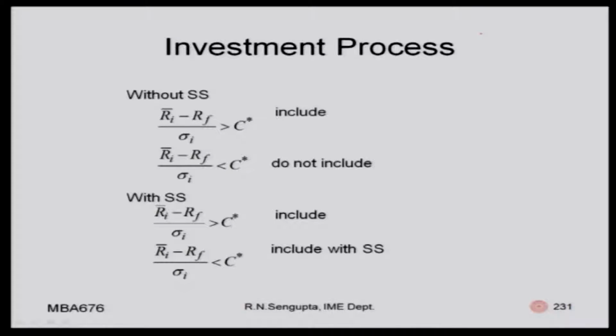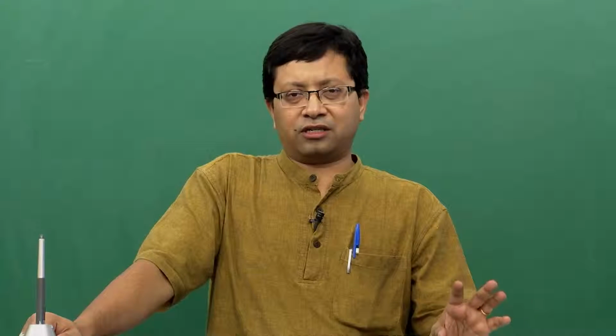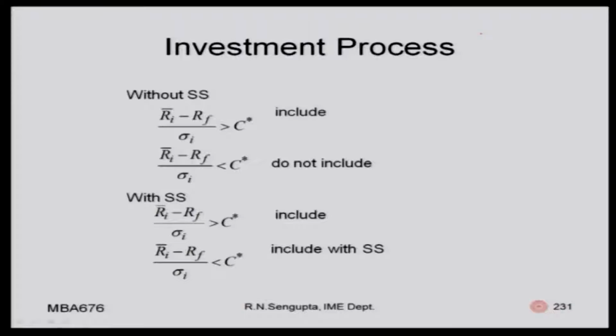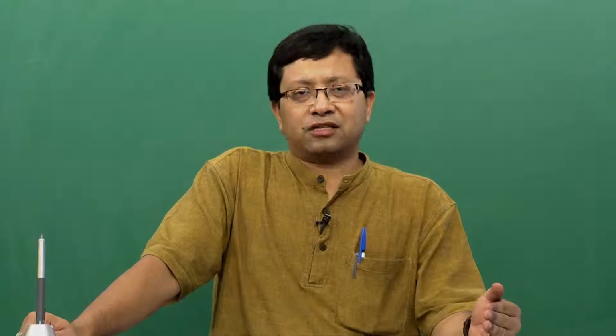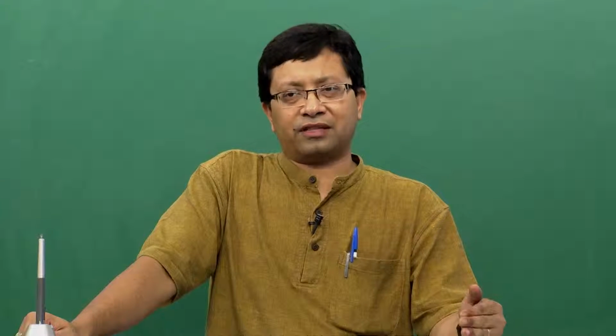Again the simple formula: when there is no short selling, you will include those particular stocks in the portfolio if the excess return to standard deviation, not beta, is greater than some C star. Again I am using the symbol C star. If the excess return to sigma is less than C star, obviously you will not include it when there is no short selling. When you come to the short selling case, again the same rule: if excess return divided by standard deviation is greater than C star, you include it in a positive sense; if excess return divided by sigma is less than C star, you include it, but in the short selling sense.